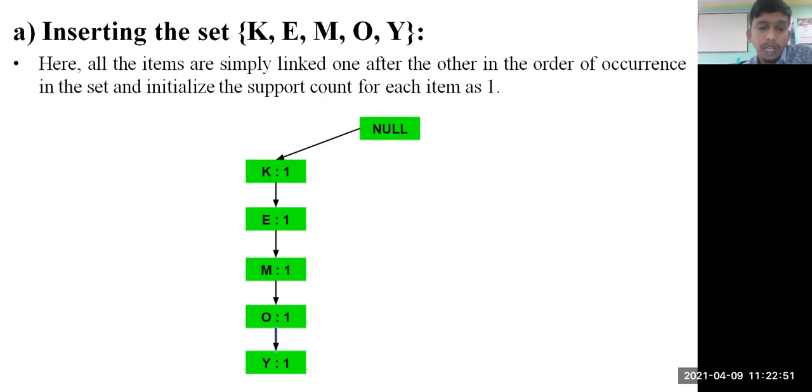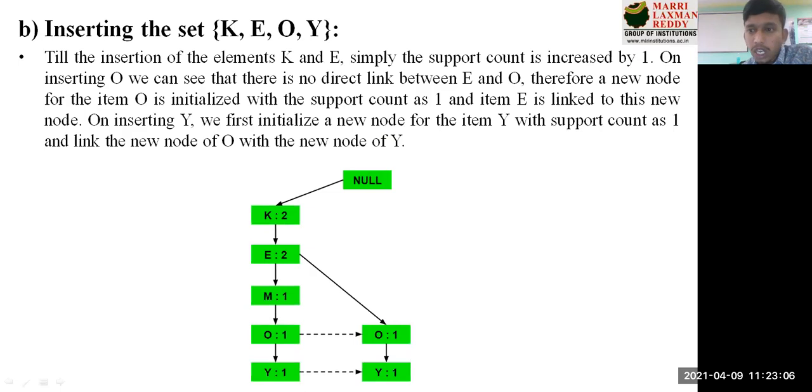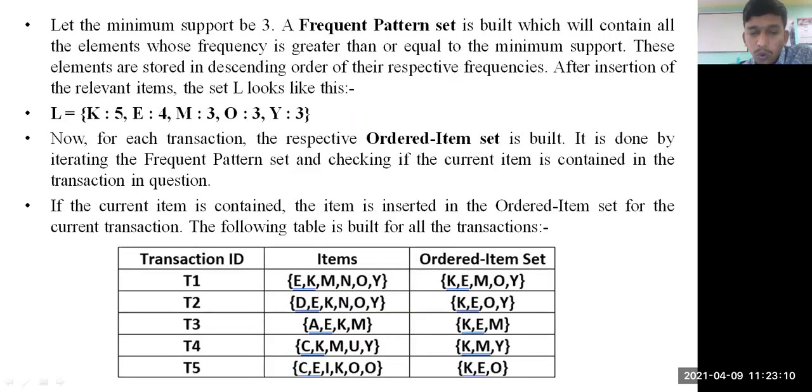In the next step, I'll look into transaction T2. Now if I want to construct the T2 tree here, I already have K and E in the first ordered item set. So now let's look at how we'll construct the tree. You can look here, the values are nothing but K, E, O, Y.